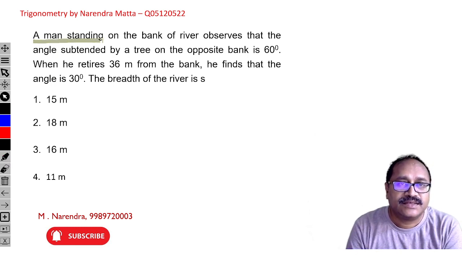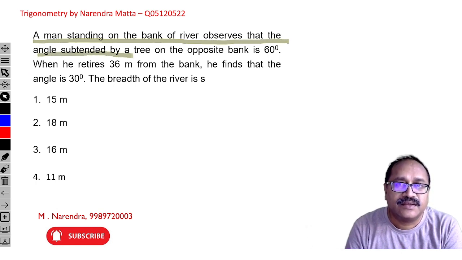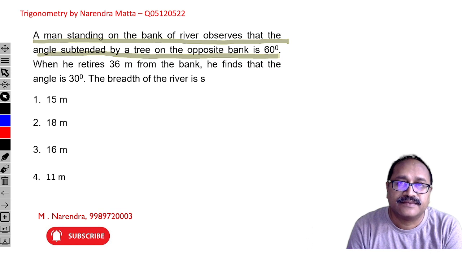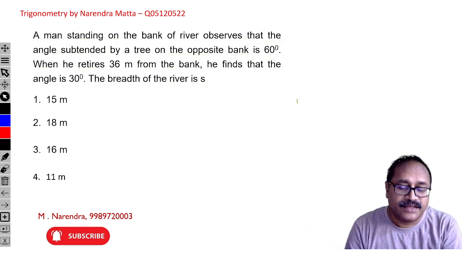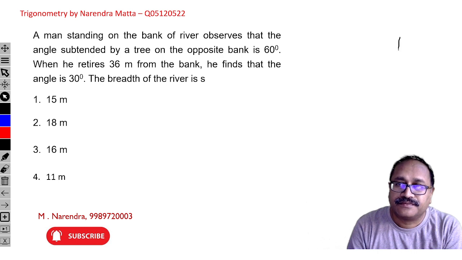A man standing on the bank of a river observed that the angle subtended by a tree on the opposite bank is 60 degrees. When he retires 36 meters from the bank, he finds that the angle is 30 degrees. The breadth of the river is... okay, let's take the scenario here.